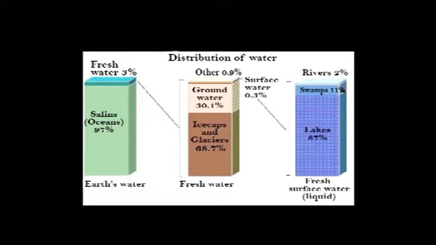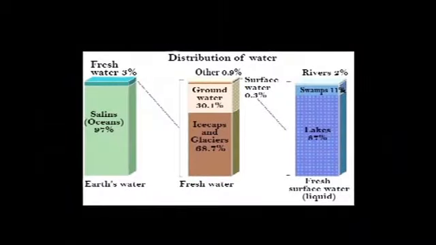The middle bar shows the distribution of that 3% of all earth's water, that is fresh water. The majority, about 69%, is locked up in glaciers and ice caps, mainly in Greenland and Antarctica. You might be surprised that of the remaining fresh water, almost all of it is below your feet as groundwater. No matter where on earth you are standing, chances are that at some depth the ground below you is saturated with water.